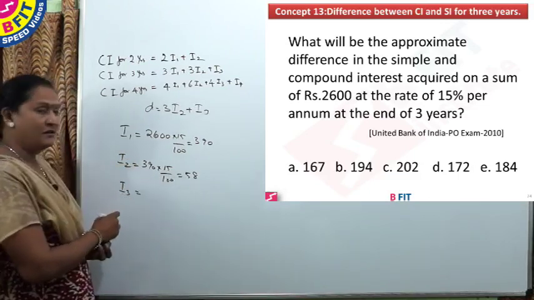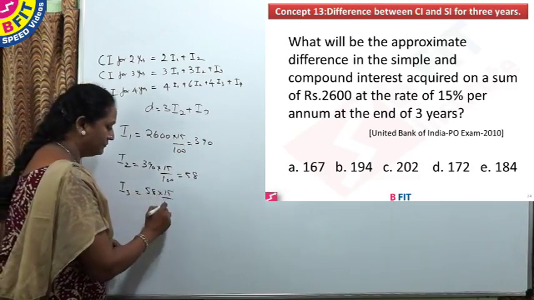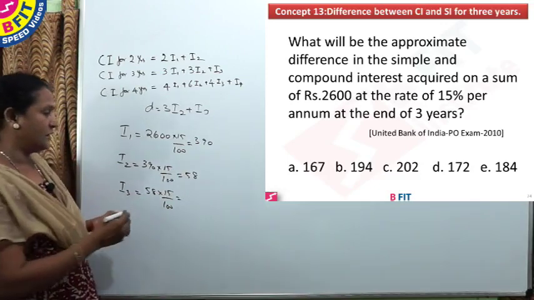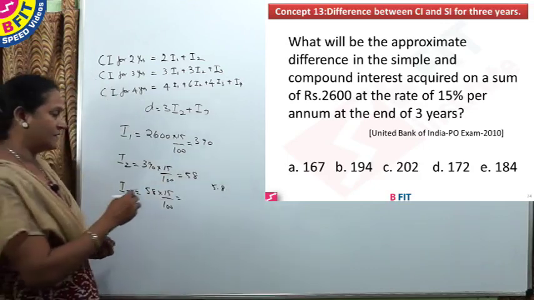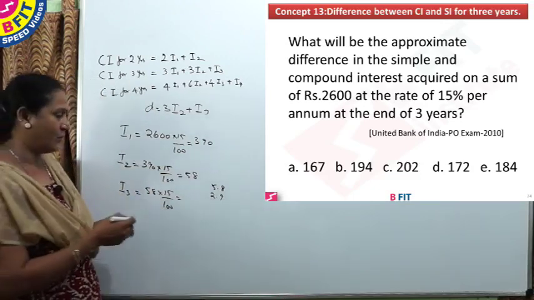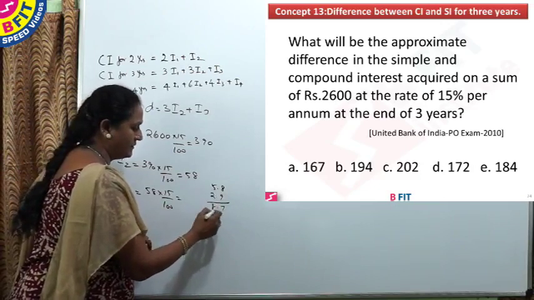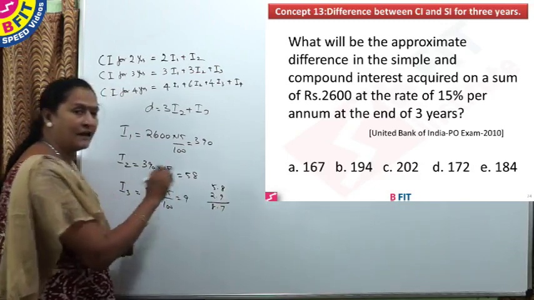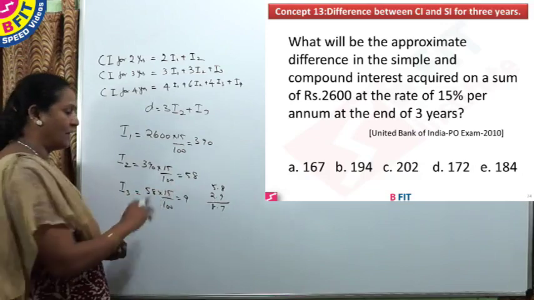Now I3, that is 15% of 58. What is 15% of 58? 10% of 58 is 5.8 and 5% will be half of this, 2.9. When you add, it is 7 and this is 8, so we get 8.7 and you can take this as 9 approximately. Here we left 0.5, so we will take 0.3 more, 9.